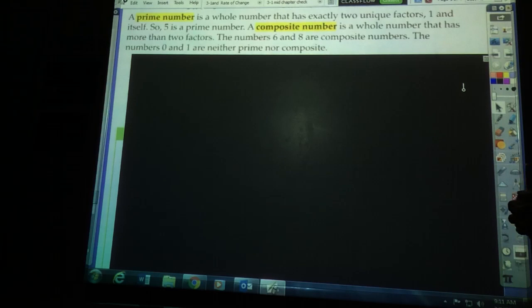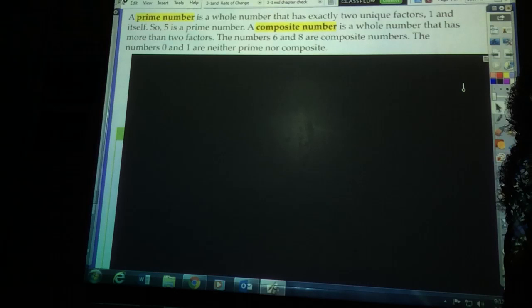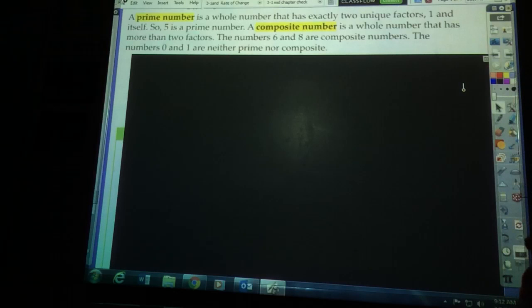A prime number is a whole number that has exactly two unique factors, 1 and itself. So 5 is a prime number. That's an example. A composite number is a whole number that has more than two factors. The numbers 6 and 8 are composite. The numbers 0 and 1 are neither prime nor composite. Make sure you write down a definition for a prime number and a definition for a composite number.